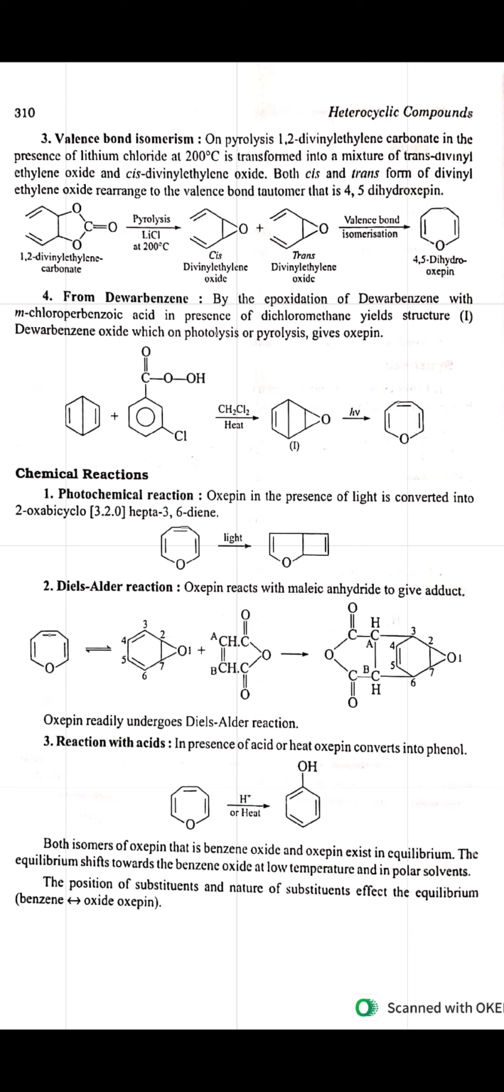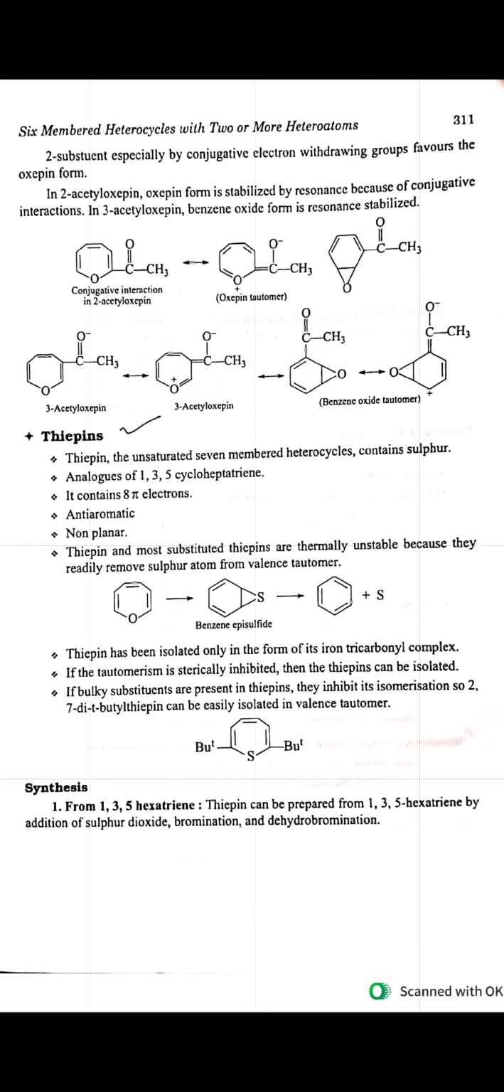So both isomers, that is benzene oxide and oxepine, exist in equilibrium. The equilibrium shifts toward the benzene oxide at low temperature and in polar solvents. The position and nature of substituents affect the equilibrium between benzene oxide and oxepine. Now, 2-substituted, especially by conjugative electron-withdrawing groups, favor the oxepine form.